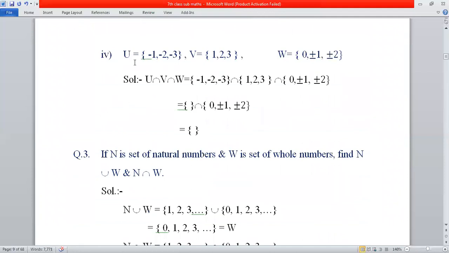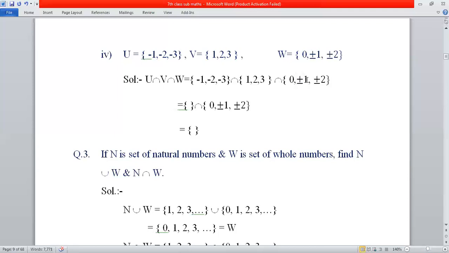In the fourth part, you are given three sets, U, V, W. Again, here you have a choice: you can find the intersection of these three sets at a time in a single step, or you can find the intersection of the first two sets, and when the answer comes, then you find the intersection with the third set. So your choice. First, in place of U, we write its set value, and then the intersection symbol, and then the V set value, and then the intersection symbol, and then we write W.